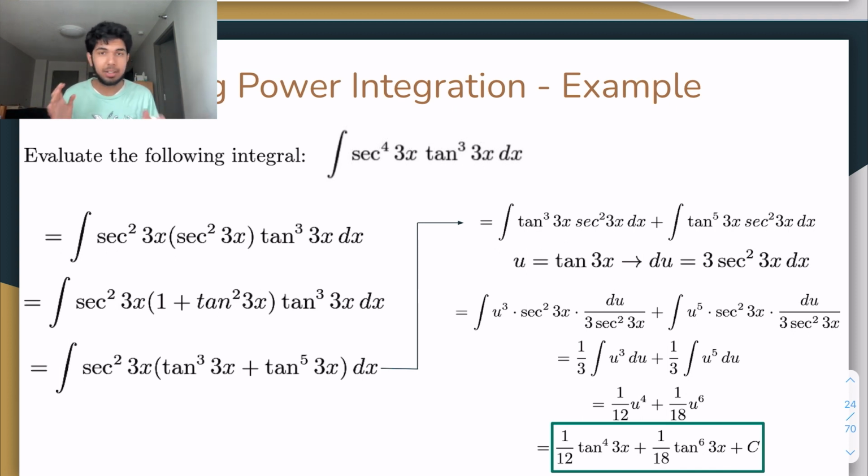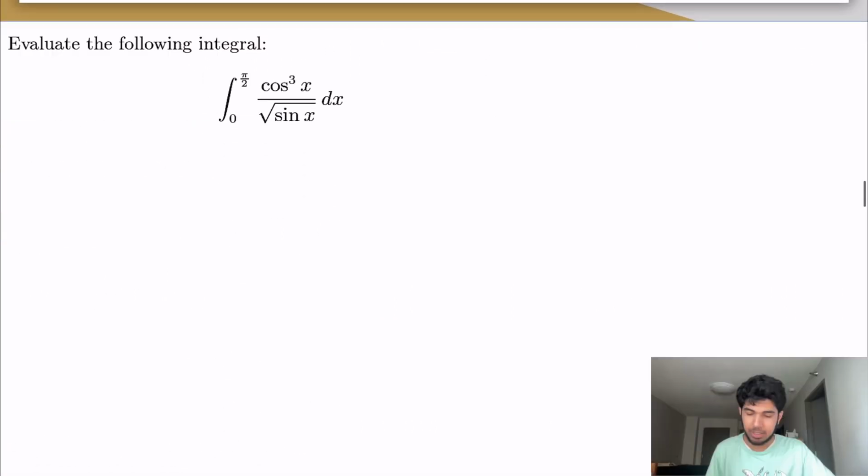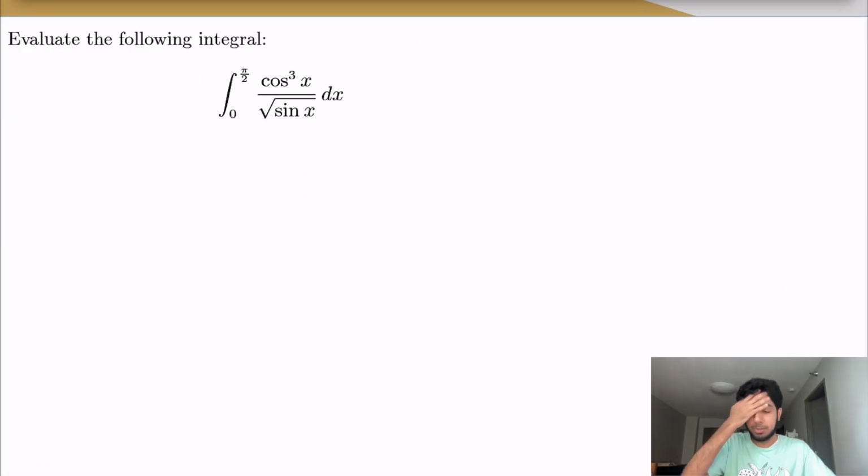So we see a lot of parallels between this problem and the one that we saw with sines and cosines. And in fact, the guidelines are kind of similar. It's just being strategic about what you have to save and what you don't save. So that is the guidelines for that. Let's try a couple of problems on our own.